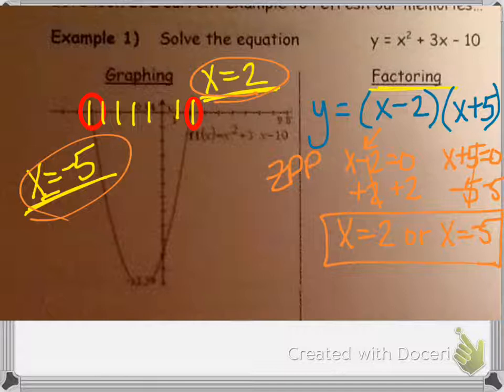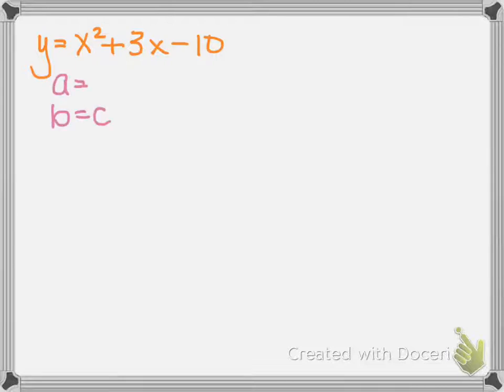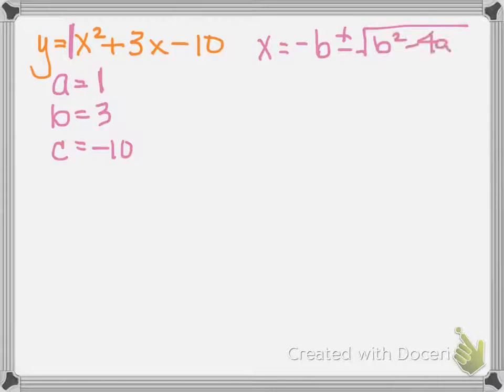The third way we had was the quadratic formula. Just again, one more refresher here. Again, the equation was y equals x squared plus 3x minus 10. In the quadratic formula, I need a, b, and c. So a in this case would be 1, the coefficient of x squared. b would be 3, c is -10. And we would use the quadratic formula: x equals -b plus or minus the square root of b squared minus 4ac, divided by 2 times a.